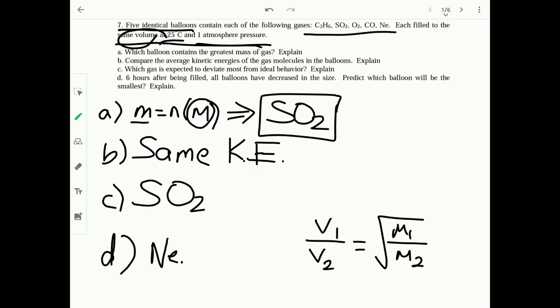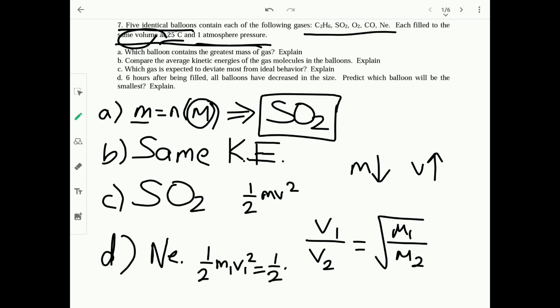Well, what we should know is basically the lighter the mass, the quicker it will go. So if mass decreases, the velocity increases. And if you think about it, it makes sense as well. Let's say I have two gases and they are at the same temperature, right? Then that means that their kinetic energy is the same. What is the formula for kinetic energy? Half mv squared, right? Now let's say I have two gases. I'll call the first one half m1 v1 squared is equal to half m2 v2 squared, right?